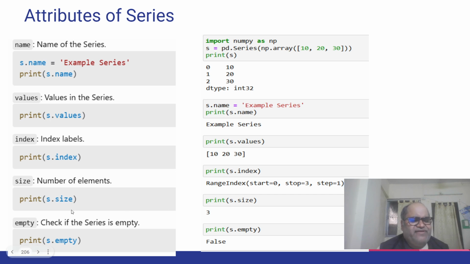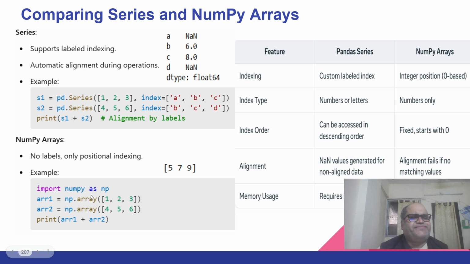Now you can check whether the series is empty or not by simply calling empty on it, right? So we have looked at name to get the name of the series. Two more frequently used are values and index, where you can get what is the content inside that series. Index will give you how it is indexed. Size is to get you the length of this, and empty checks whether it is empty or not.